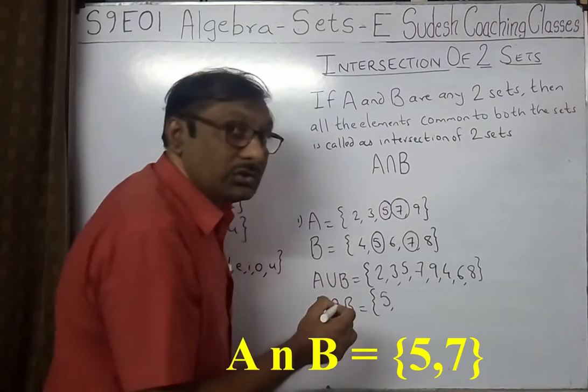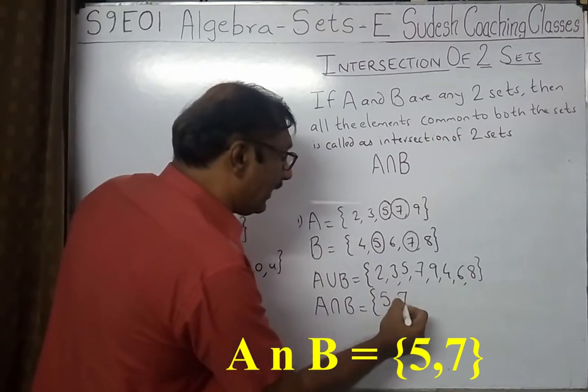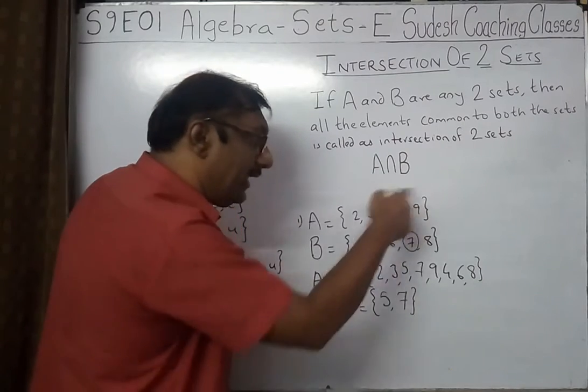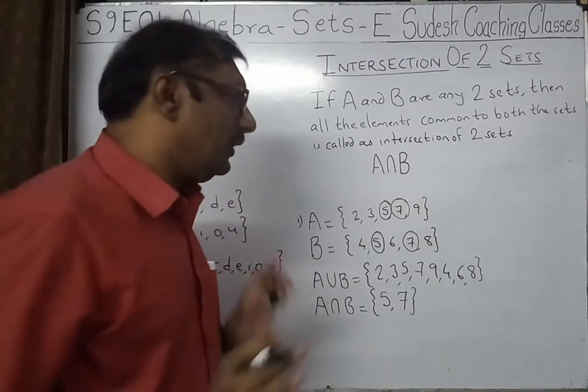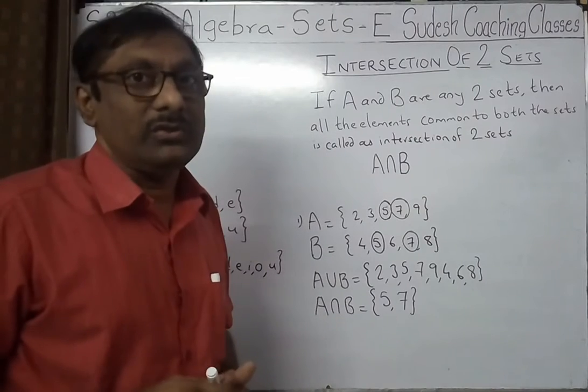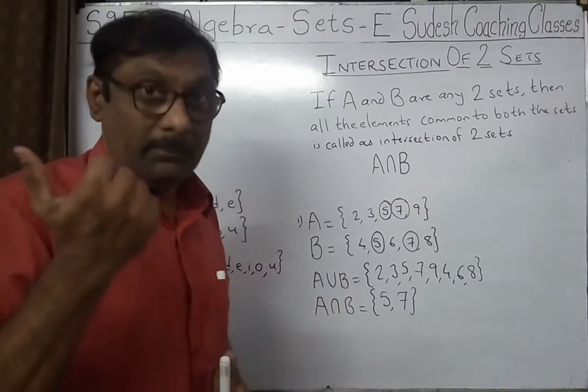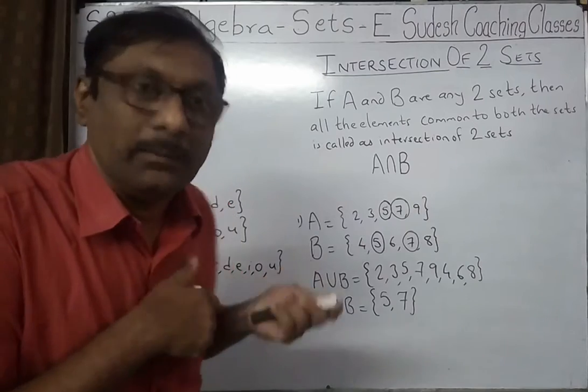Can you see 7 also in set B? So, I am going to include 7 in the set. Any other elements which are common? No. So these are the two elements which are common to both the sets. Now here we go to the second example.